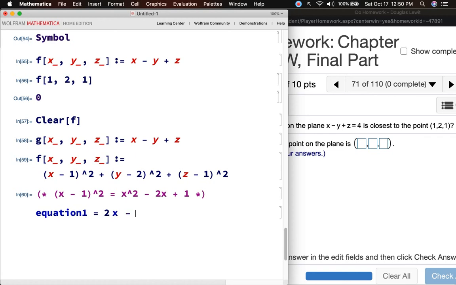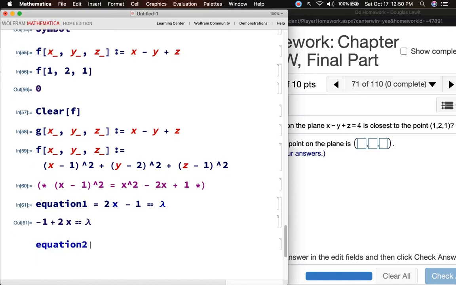So the derivative is 2x minus 2, is equal to lambda times 1, because that's the derivative with respect to x of x minus y plus z. So this is equation 1. What is equation 2? Well, now expand y minus 2 squared. So that's going to be y squared minus 4y plus 4.